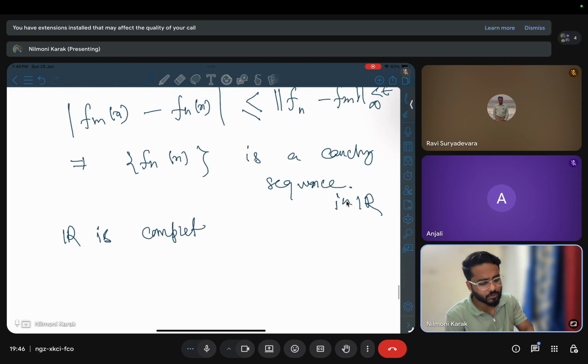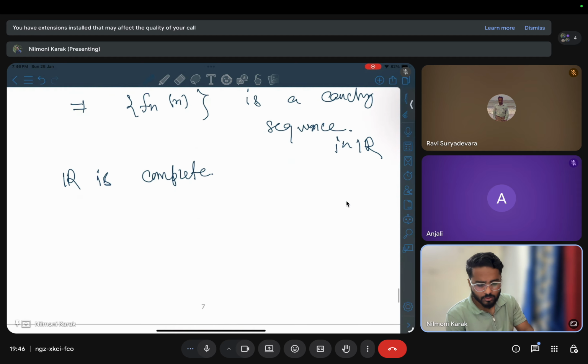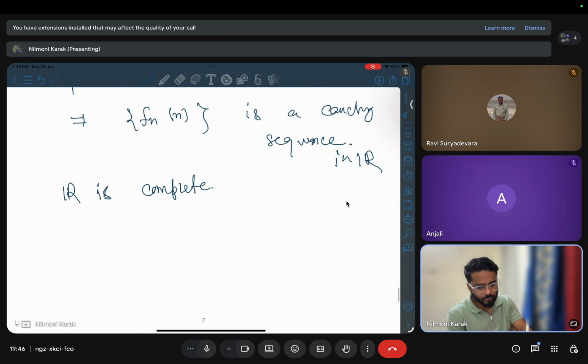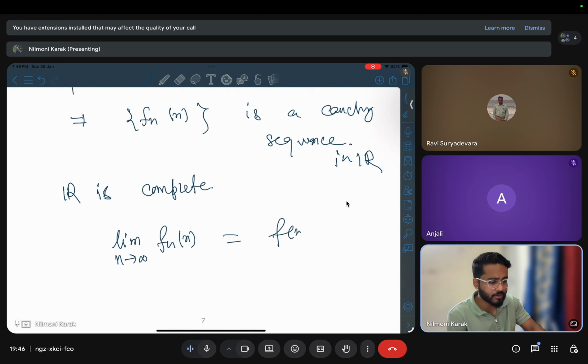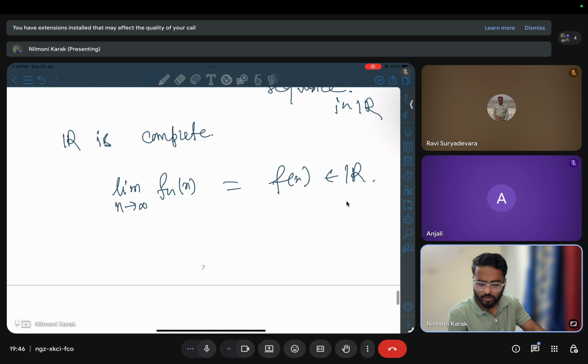So R is complete means what? Every Cauchy sequence is convergent. So this limit as n tends to infinity of f_n(x), you have one f(x), which is in R basically.